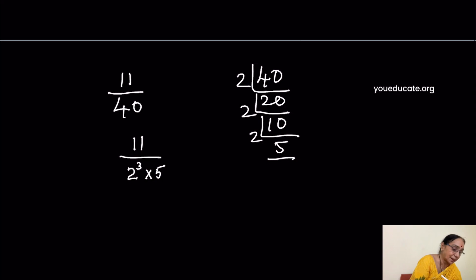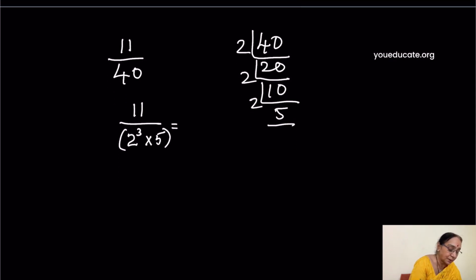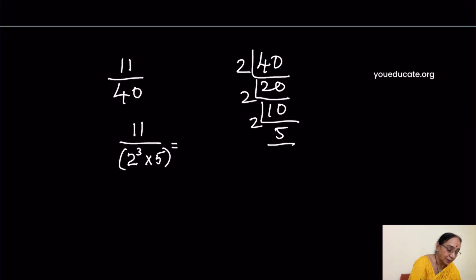So let us try that, just to verify that if the denominator has prime factors 2 and 5, or 2 alone, or 5 alone, any combination of 2 and 5, then that fraction, when expressed as a decimal, will be a terminating decimal.